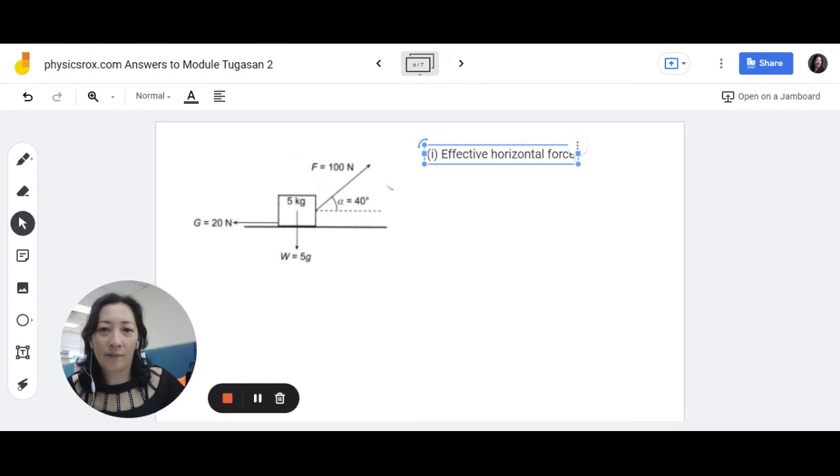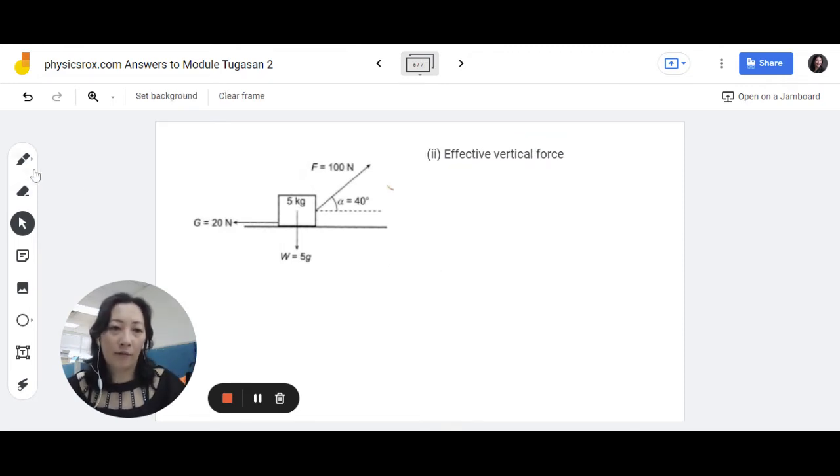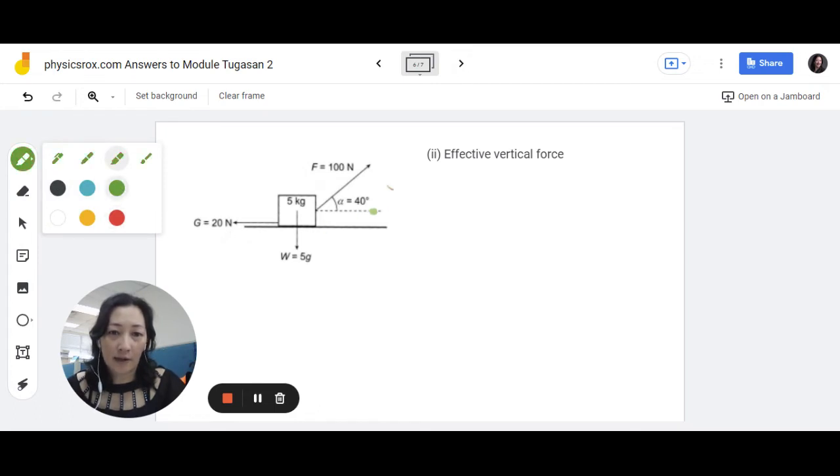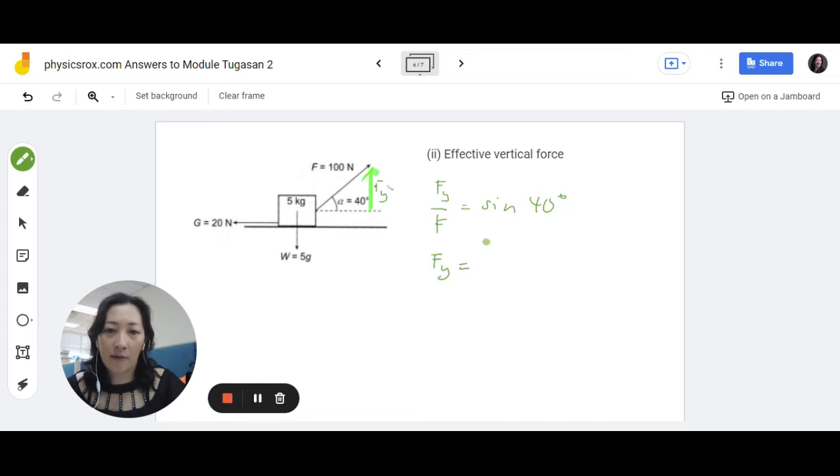I don't want to type so much, so I'm just going to copy and paste stuff. This vertical force, in the same vein, what we need to do is find the vertical component of F, which is this time acting upwards, right? So this is Fy. So Fy over F, opposite over hypotenuse, right? So opposite over hypotenuse is sine. So that's sine 40. What you'll get is Fy equals F sine 40, 100 sine 40, and that gives us 64.28.